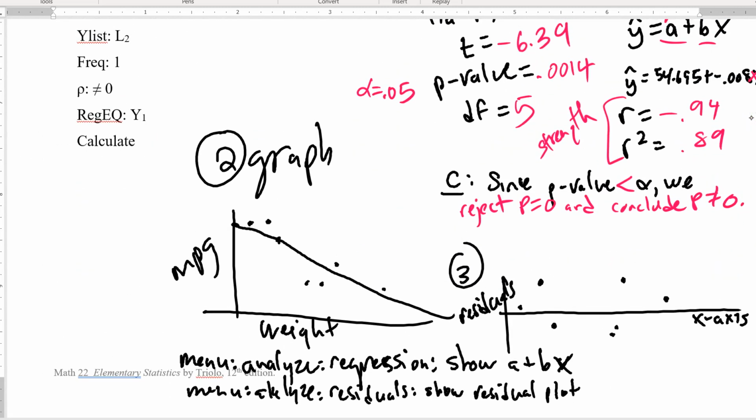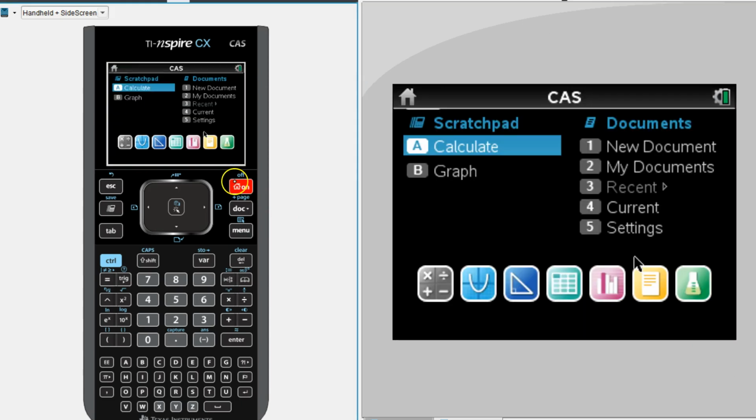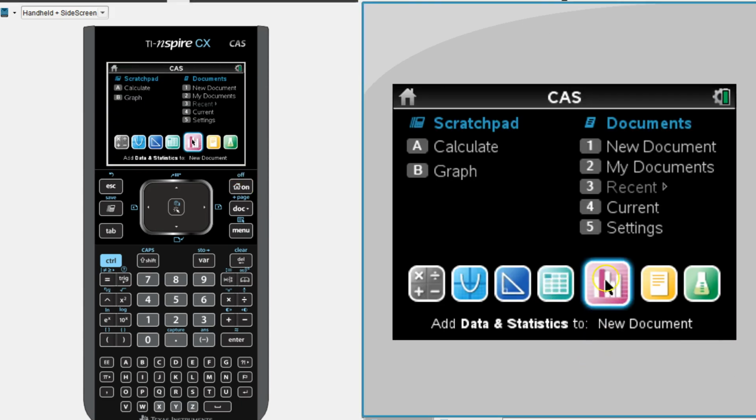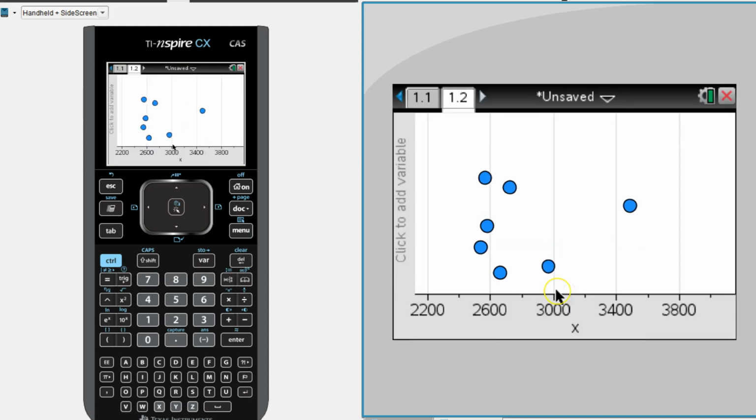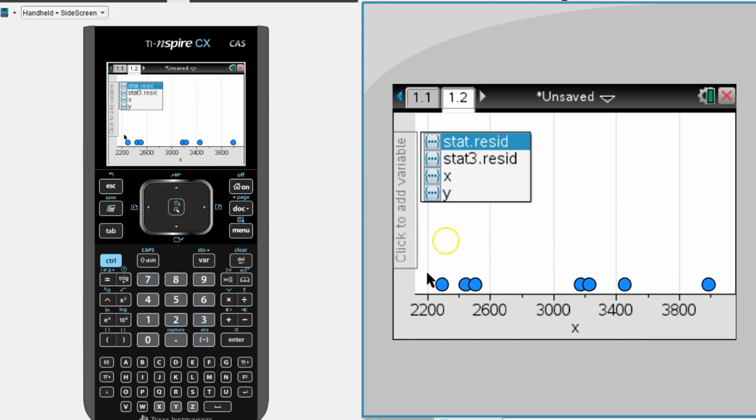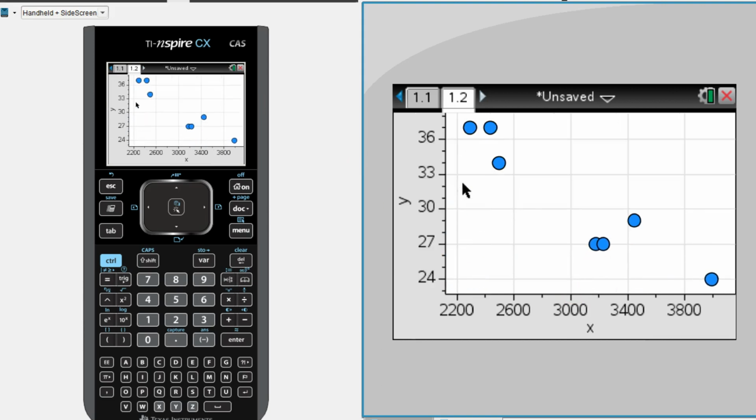Okay. So second, if I look at the graph, and I've already done a sketch here, but we'll do it on the calculator as well. I go from the home screen. Our fifth box over is going to be our data and statistics. Clicking on the X, we add X. Clicking on the Y, we add Y. If I look at this, does this appear to have a roughly linear relationship? Like, I don't know, it just looks like a bunch of dots, okay?